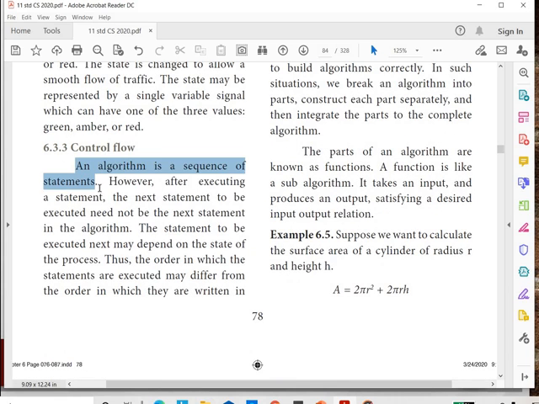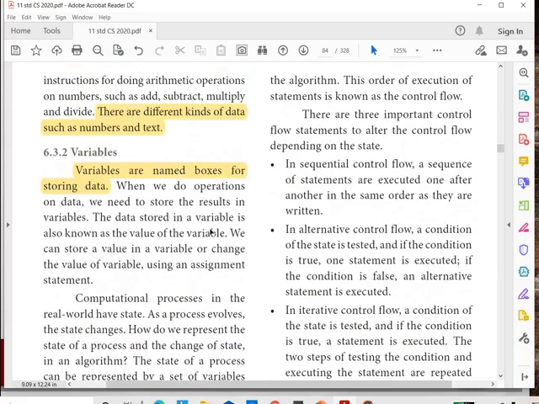An algorithm is a sequence of statements. However, after executing a statement, the next statement to be executed need not be the next statement in the algorithm. For example, if you think that you are writing the solution one by one, it is not mandatory to write the steps one by one continuously in a sequence. There will be some changes in executing the statements. So how the control is transferred from the first line to the 10th line is handled by the control flow.